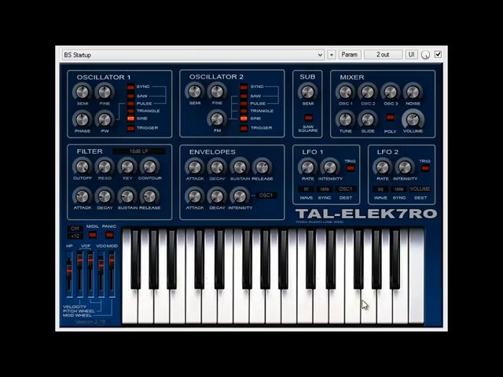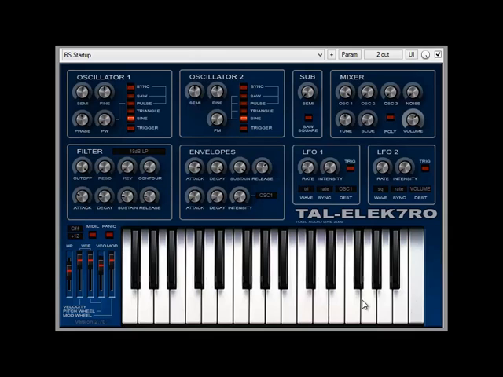Now moving over to the envelope generator, you have four main controls: attack, decay, sustain, and release. Attack controls the amount of time for a note to build up to full volume. When it's set low, it will build up to full volume almost immediately. And here we go. You notice as soon as I pressed the key, it came up to full volume.